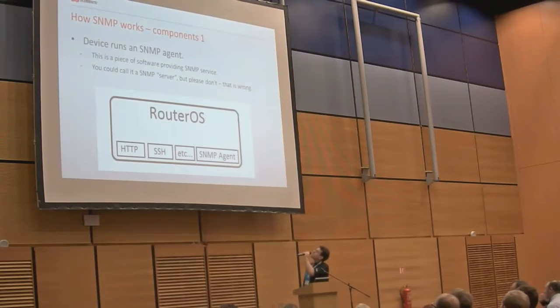So how SNMP works, and this is a totally technically correct diagram, if you can see it. It took all of my MS Paint skills to make this. So the device runs an SNMP agent. And this is a piece of software providing the SNMP service. You could call it an SNMP server, but please don't, because that's not correct. But just to help you understand, the SNMP agent is simply another service that runs inside of your RouterOS, inside of the operating system.